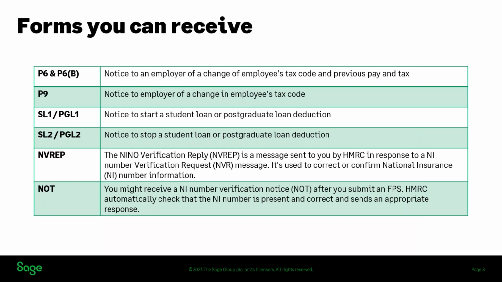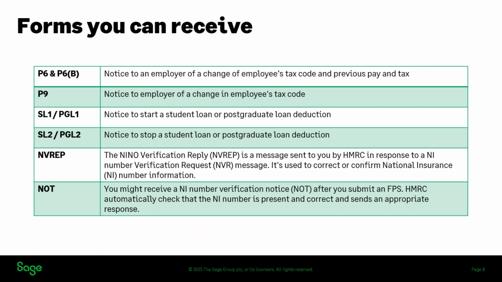The next one is a P9 notice. These are seasonal. These are changing the tax code at the start of a new year. These tend to be sent in February or March at the end of the current tax year to take effect from the 6th of April.